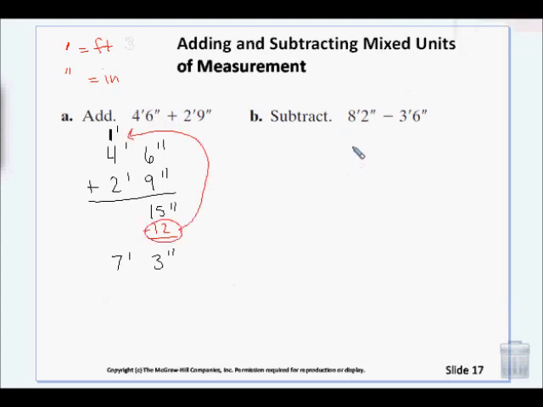We might have to borrow. I have 8 feet 2 inches, and I want to take 3 feet 6 inches away from it. Well, I can't take 6 inches away from 2 inches, right? So I have to borrow a foot from that one. And a foot is 12 inches, so that makes it 14 inches. Does that make sense? And then I can subtract: 14 minus 6 is 8, and 7 minus 3 is 4. So I'd be left with 4 feet, 8 inches.